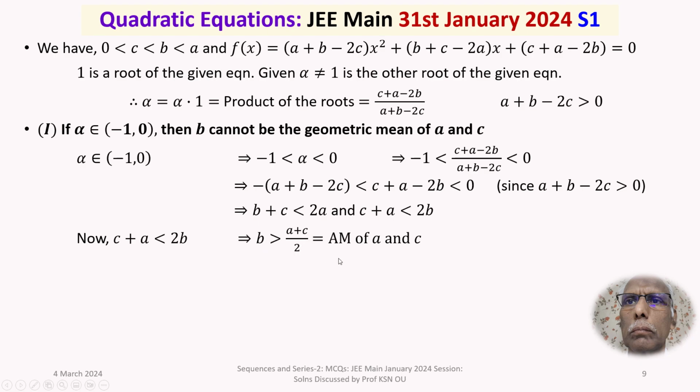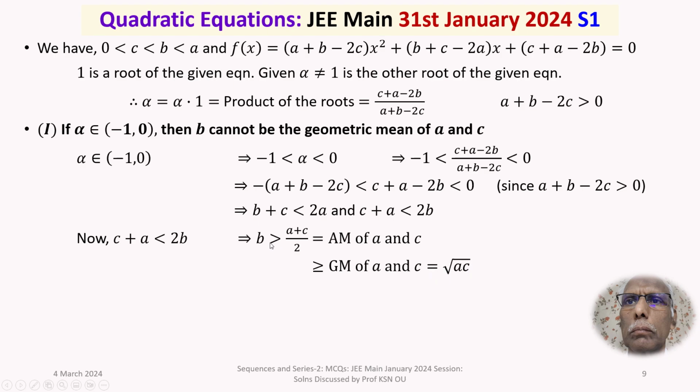What is a plus c by 2? It is the arithmetic mean of a and c. And you have the AM-GM inequality, arithmetic mean, geometric mean inequality, which says arithmetic mean is always greater than or equal to geometric mean. So this is greater than or equal to the geometric mean of a and c. What is the geometric mean of a and c? That is equal to the square root of AC.